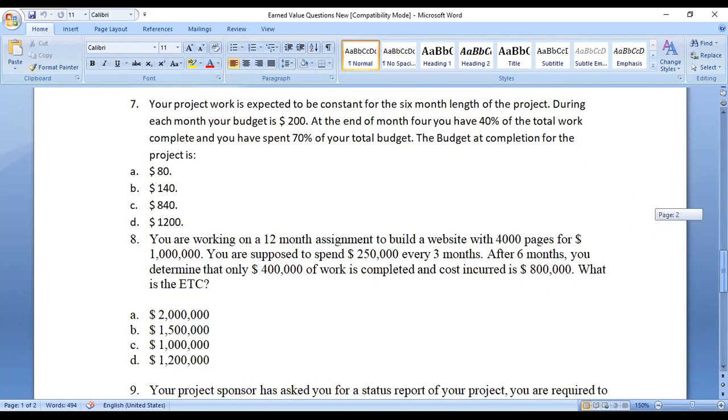Okay. Your project work is expected to be constant for the 6-month length of the project. During each month your budget is $200. At the end of month 4, you have 40% of total work completed. You have spent 70% of your total budget. What is the budgeted completion for this project? It's a 6-month project. Each and every month you need to spend $200. 1,200. It's straightforward, right? They kept some masalas in between.